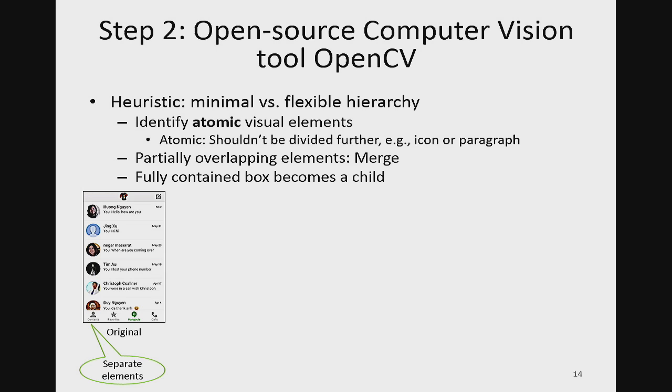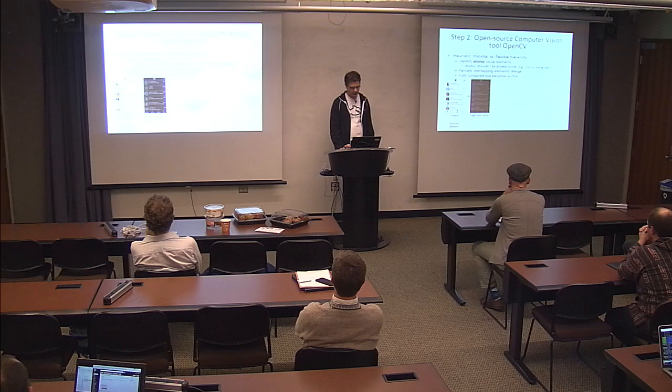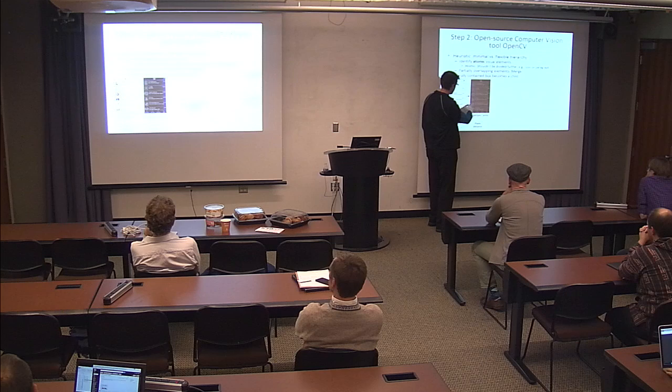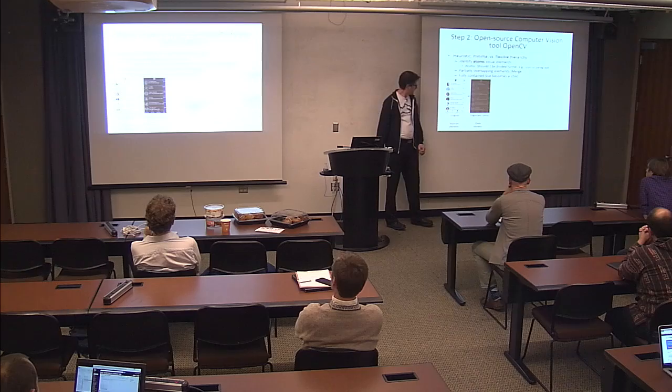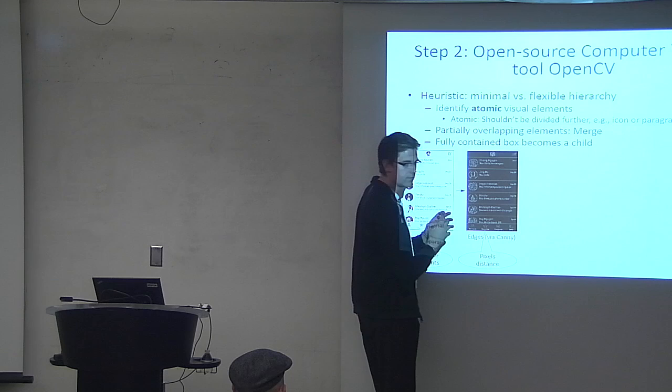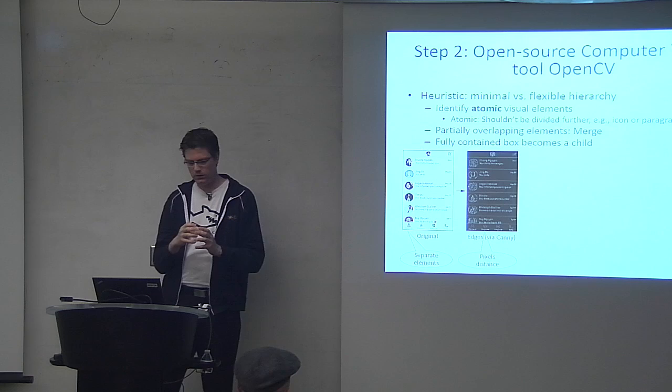So the first step is to use the Canny algorithm, which identifies edges. And then you see that it leads to a bunch of noise and open shapes. And also, it leads here to several characters being separate. We want to merge those together so they become atomic small elements.